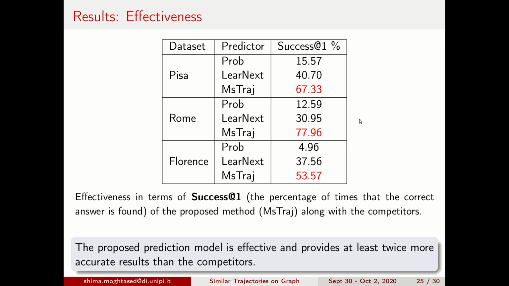As we can see here, our method can provide at least 2x more accurate results than the competitors in terms of success at 1, that is the percentage of times that we could find the right point of interest for a given query trajectory, which is a significant achievement.